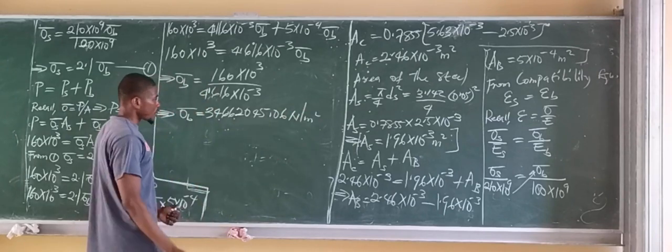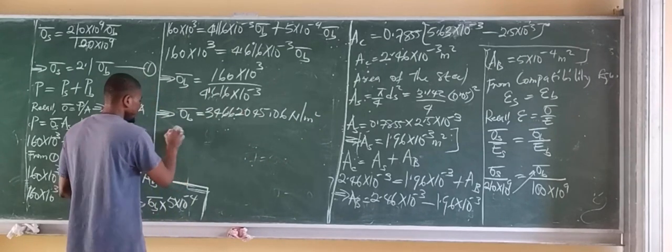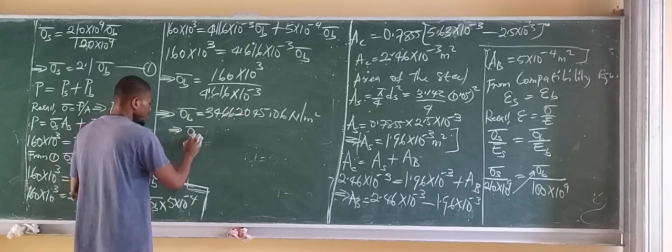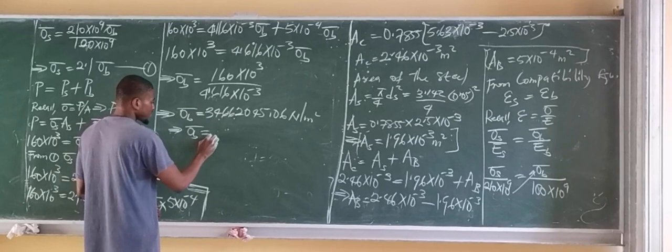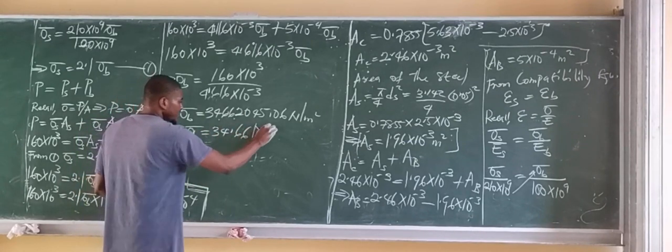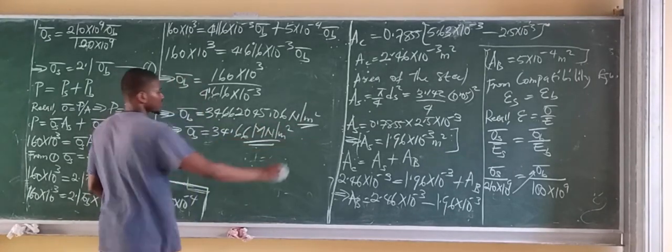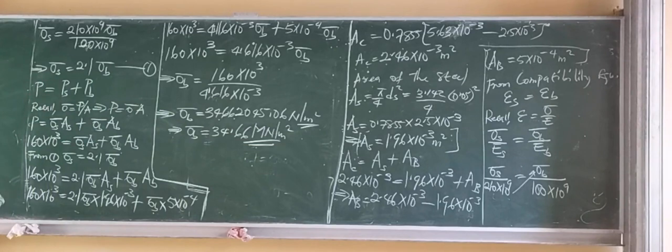So you can choose to approximate to 1, 2, 3, 4, 5, 6. That simply means you can as well say sigma b, the stress reduced in the brass, is simply 34.66 mega newtons per meter square. So you can go with this, you can as well go with this. That's the first answer, the stress reduced in the brass rod.